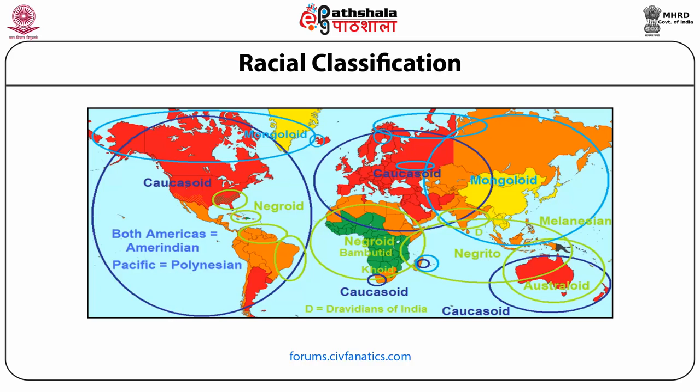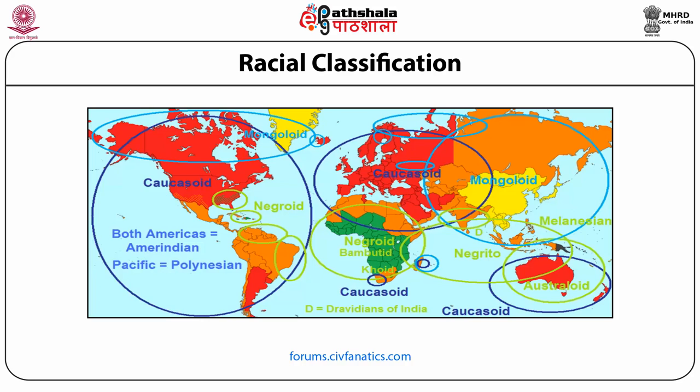In both American Indians, as well as in the Pacific region, we can see Polynesian, Negroid even in the African regions. We can see the smart Caucasoid region in the South American regions. Similarly, in the Madagascar region, we can see the distribution.